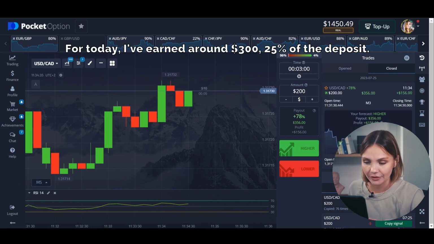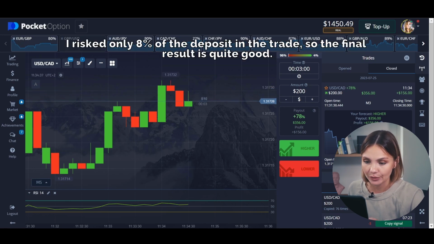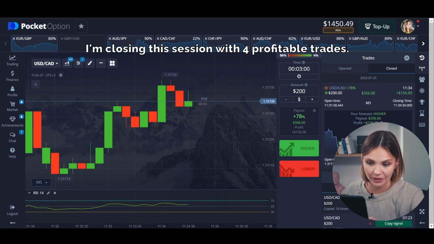For today, I've earned around $300, 25% of the deposit. I risked only 8% of the deposit in the trade, so the final result is quite good. I'm closing this session with 4 profitable trades.